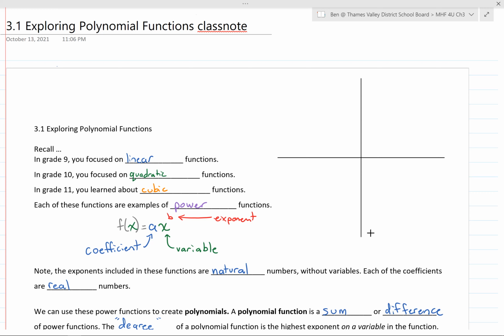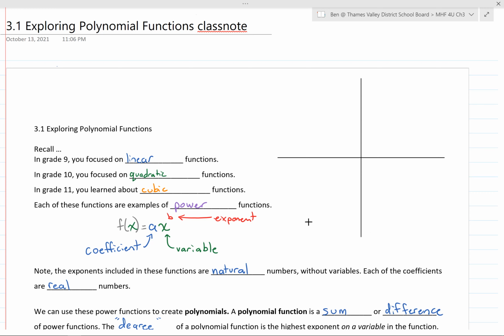First, I'd like to connect it to what you have studied before. So in grade 9, I know you focused on linear functions. Most of grade 9 is focused on linear functions. That's y equals mx plus b. That's calculating and estimating slopes, right? That you're first introduced to a slope in grade 9.